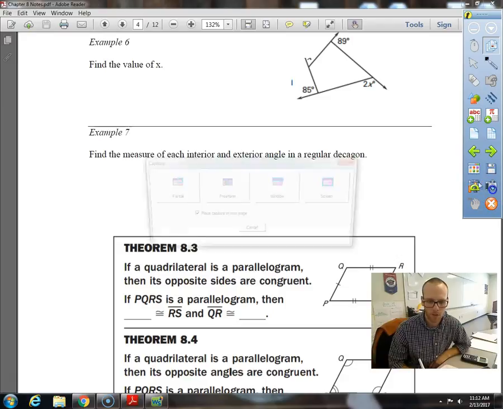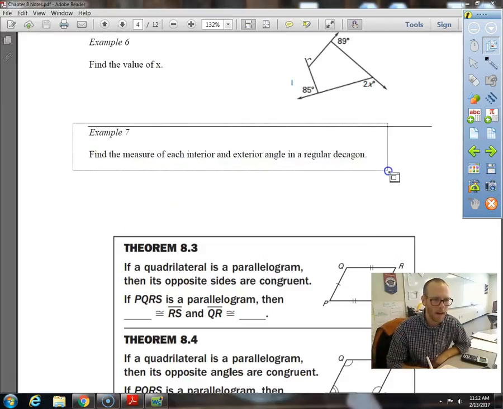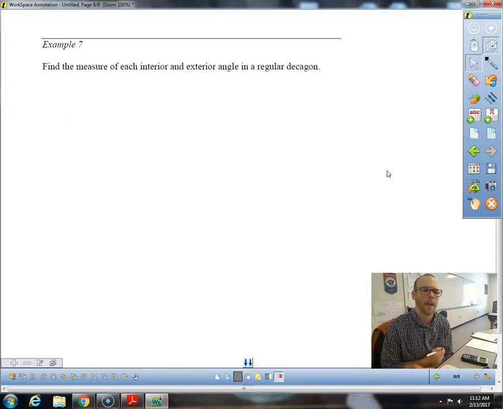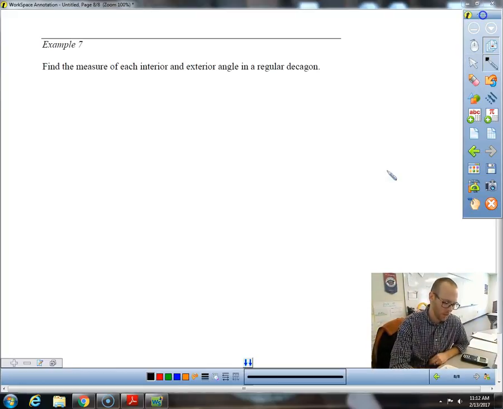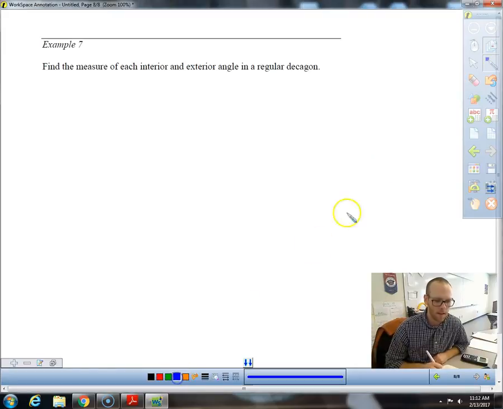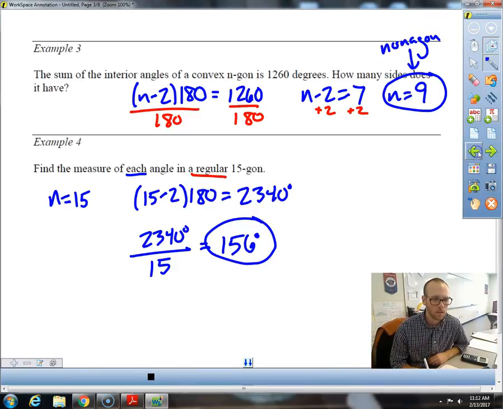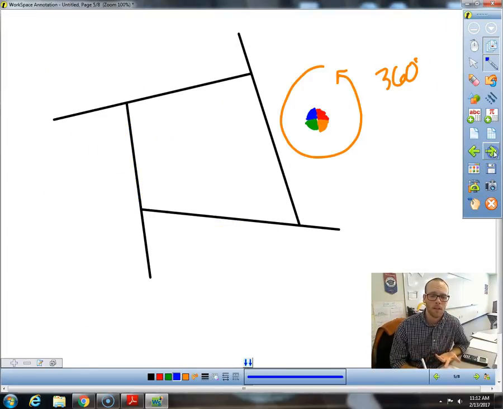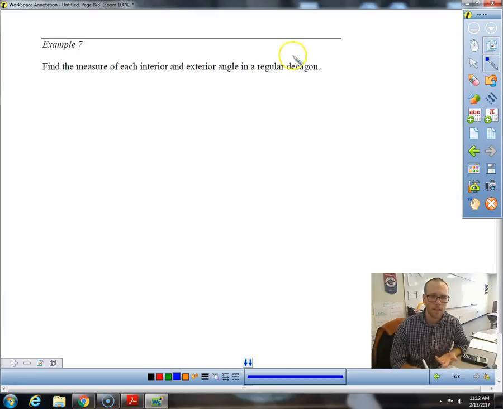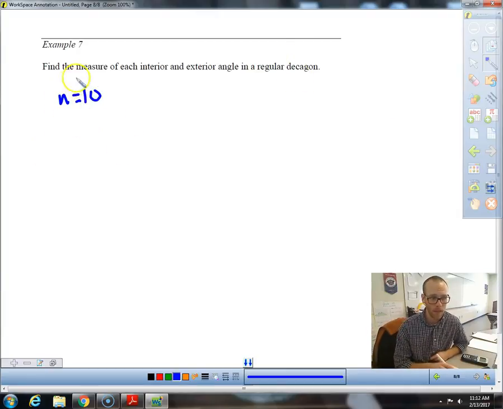Last one. Good question here. Find the measure of each interior and each exterior angle in a regular decagon. All right, so we've already had the conversation about what it means to be a regular decagon. Right here, the measure of each angle in a regular 15gon. So the number of sides is just different. Decagon tells us 10 sides. Can we find the measure of each interior and exterior angle?